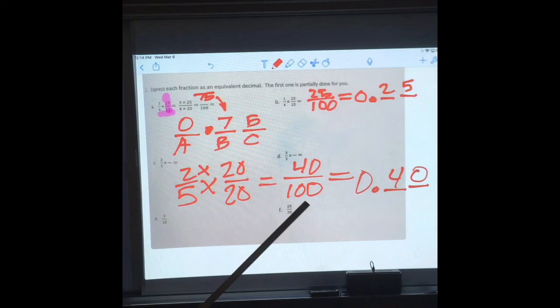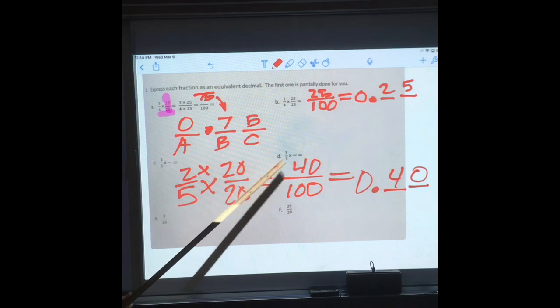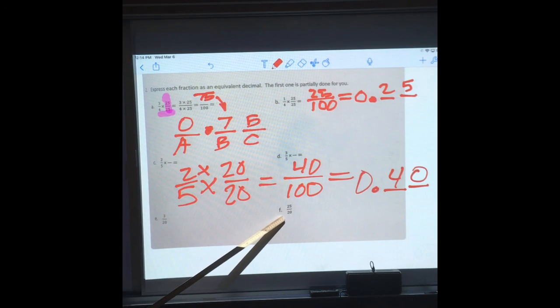Okay? Go over this as many times as you need. Try some of these on your own and see if you can get them, okay? I love math.